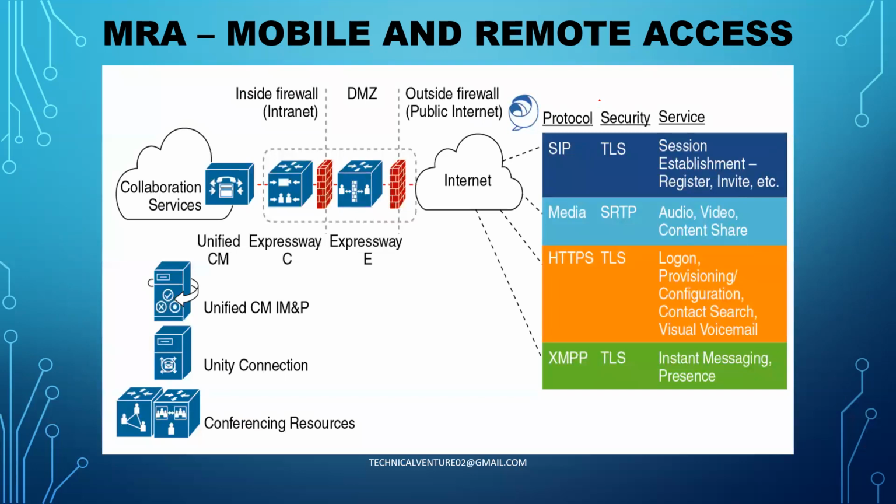And then here you can see all the same things: protocol, security, and the services which we just discussed. All these services would be on the internet side. This is the outside firewall. The zone between the two firewalls we call the DMZ zone. That is your Expressway. And this is your internal firewall, that is inside the firewall. And this is your things on the intranet, like we connected with the Call Manager, IM and Presence, Unity, or maybe other conferencing resources.